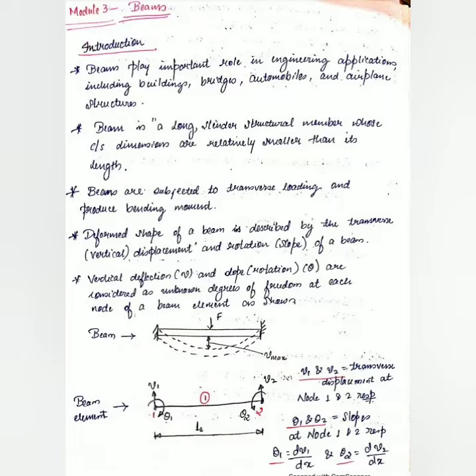In general, if you plot a line in an xy coordinate system, slope is given by dy by dx. So here the y term is vertical displacement v and x remains as it is, and slope is represented by theta. So in our FEM, the beam element has 2 degrees of freedom at each node. One is vertical deflection or vertical displacement V, and another is slope, that is theta.